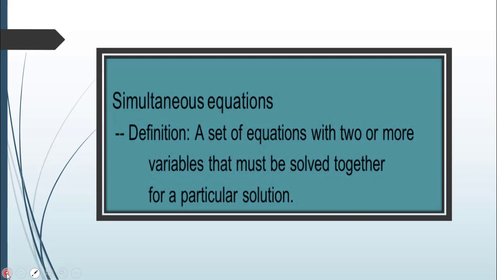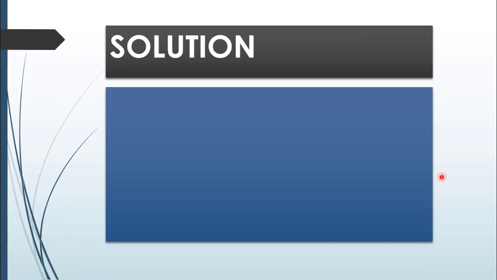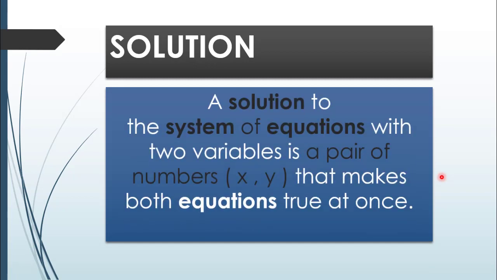To solve this set of equations, we can use a number of methods. These methods will be discussed in this video. So what is a solution? A solution to the system of equations with two variables is a pair of numbers x and y, or the variables that are being used in the equations, that makes both equations true at once.